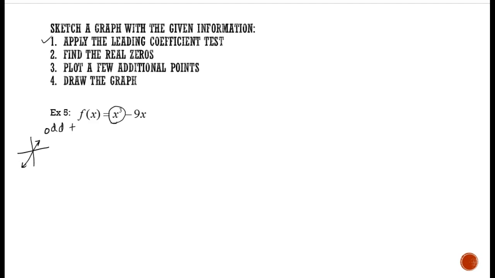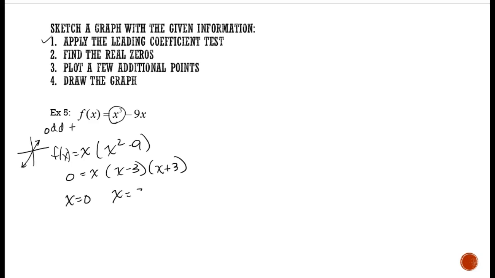Find the real zeros. So let's factor this. If I factor an x out, I'll have x squared minus 9. And that would give me x times x minus 3 and x plus 3. So my zeros will be x equals 0, x equals 3, and then this one gives me x equals negative 3. Great. So those are my zeros. Now, when you draw your graph, you know you have a point at negative 3, 0, and at positive 3.